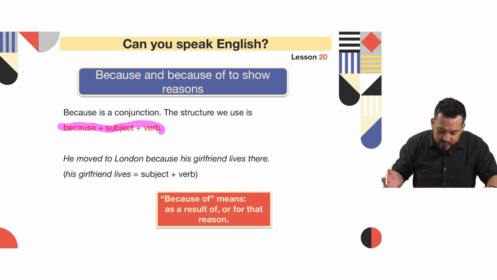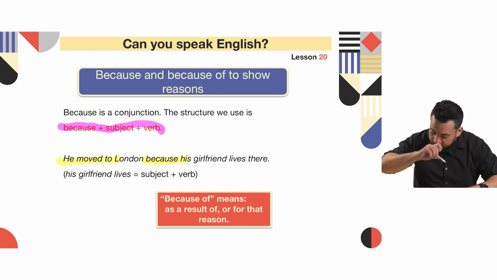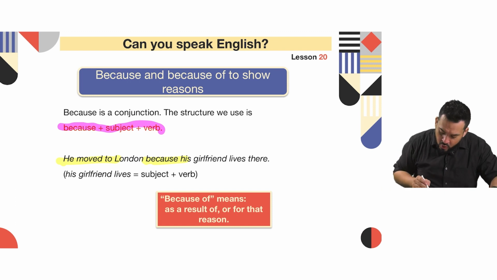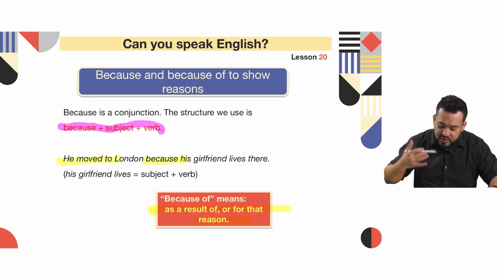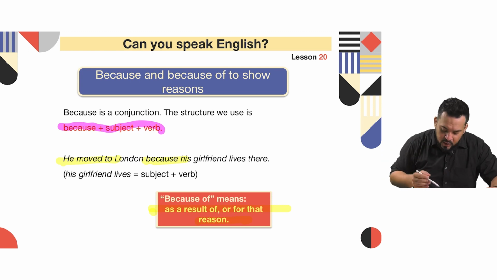So let's put it in a sentence and see. He moved to London because his girlfriend lives there. That means as a result of, okay? Or for that reason. As a result of or for that reason, he did it. He moved to London because his girlfriend lives there. His girlfriend lives, subject plus verb.